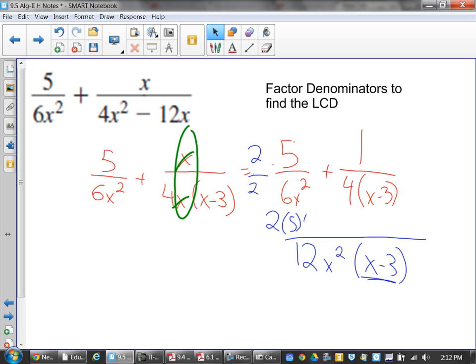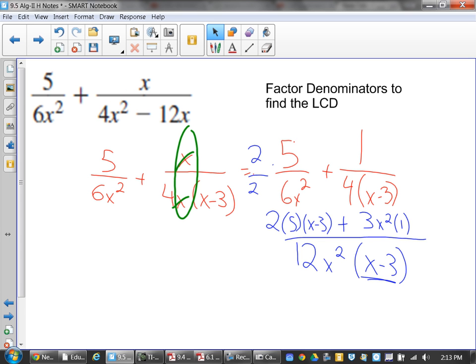So now you multiply that first fraction by 2 times 5 times the x minus 3 plus, well, the other side has a 4 and an x minus 3. How do you change the 4 into a 12? And what else does it need? X squared. So we have 3x squared times the 1. You don't have to write this out. I'm just showing it so you guys can follow through on this.